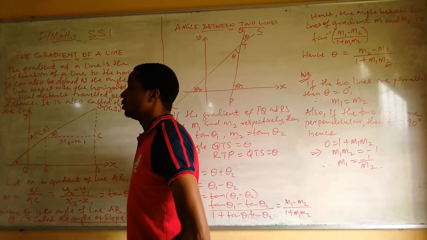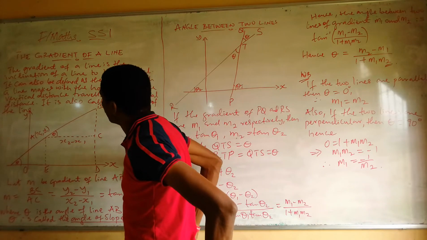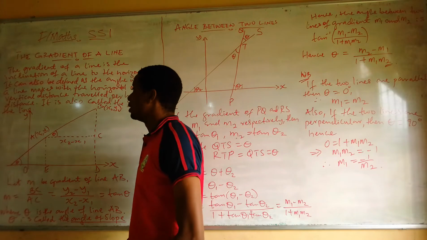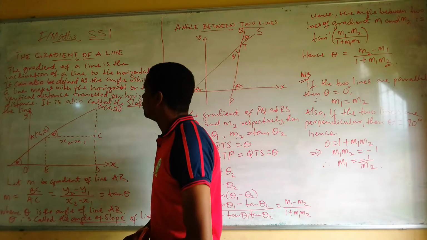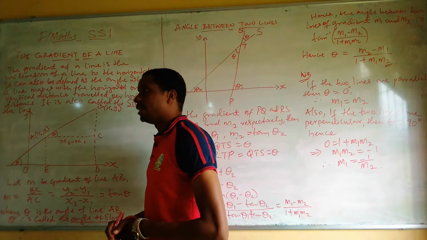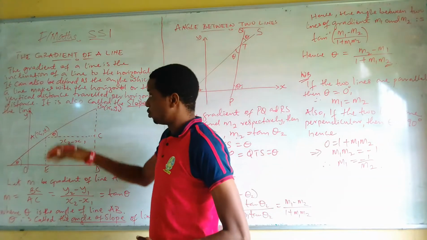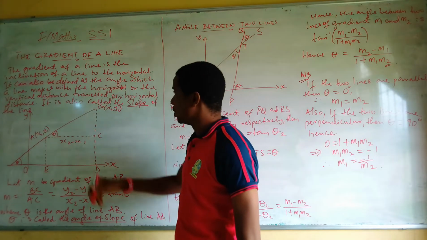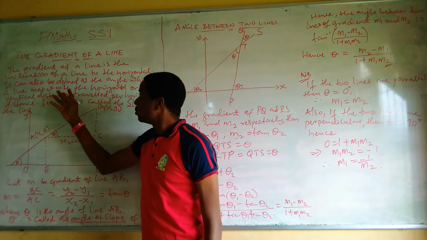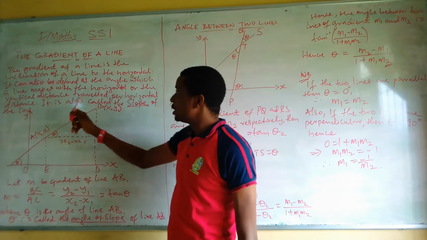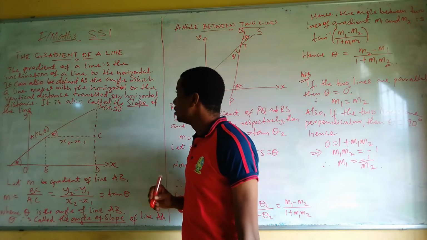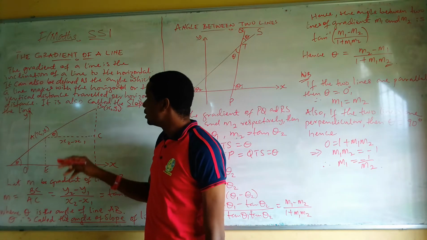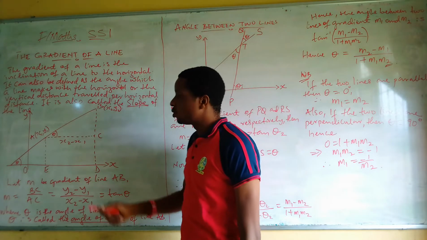Last week we were able to see some problems relating to equation of the line, and today we shall be moving on to the gradient of a line. The gradient of a line. So we can define the gradient of a line as the inclination of a line to the horizontal. It can also be defined as the angle which a line makes with the horizontal, or the vertical distance traveled per horizontal distance. This is also called the slope of the line.